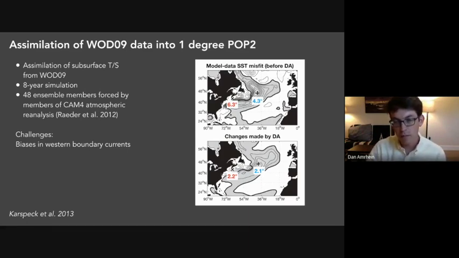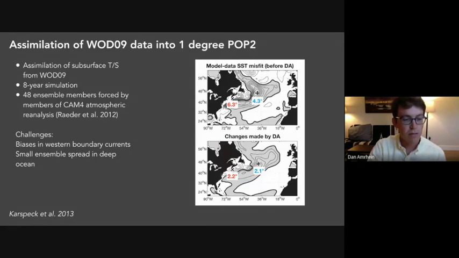And this is attributed in part to the fact that it's just hard to tug this boundary current where you would like it to go. That's probably in part because it's a low resolution model that has a low resolution representation of boundary currents.